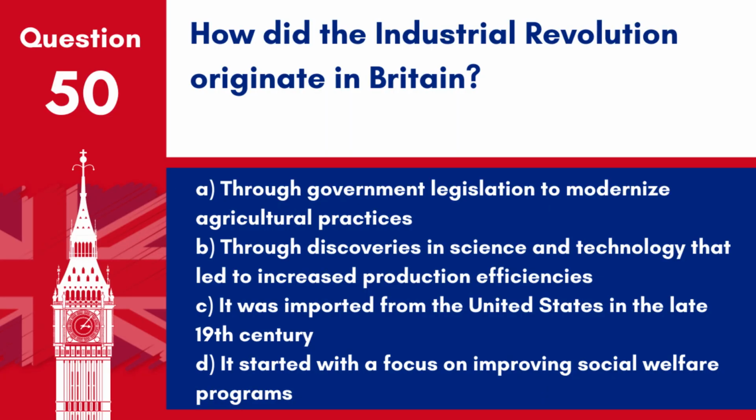Question 50. How did the Industrial Revolution originate in Britain? A. Through government legislation to modernize agricultural practices. B. Through discoveries in science and technology that led to increased production efficiencies. C. It was imported from the United States in the late 19th century. D. It started with a focus on improving social welfare programs.